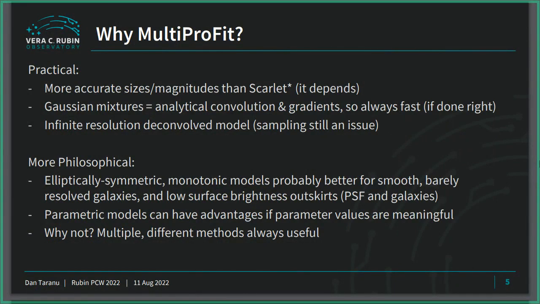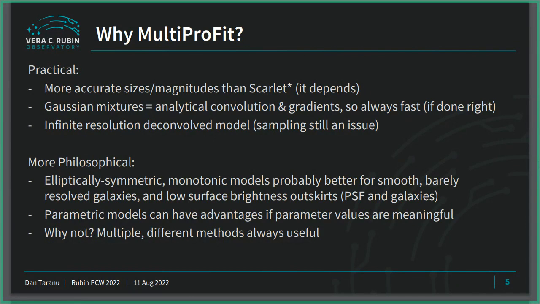Okay, a lot of people ask me, now that Scarlet's working pretty well, why do we still need to do galaxy fitting? Part of that is a general question of non-parametric versus parametric modeling. In a practical sense, I'll show you some results that single Sersic models do pretty well, and we hope that multi-component models would do better. And Fred touched on the idea that elliptically symmetric models can do better in low signal-to-noise regions.